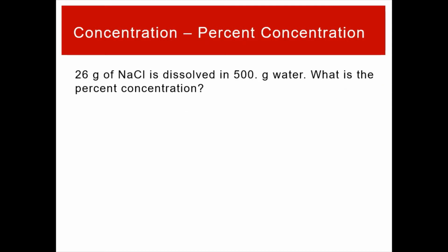So let's look at an example of calculating these concentrations, because when we're dealing with concentrations, one of the things we want to be able to know is, when we make a solution, what is the concentration of that solution? Because that's going to inform the properties and how it works. So 26 grams of NaCl is dissolved in 500 grams of water. What is the percent concentration?